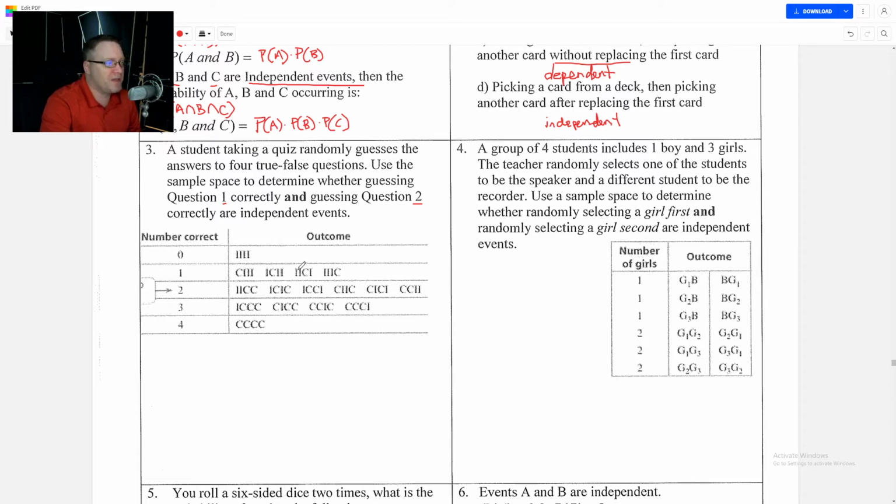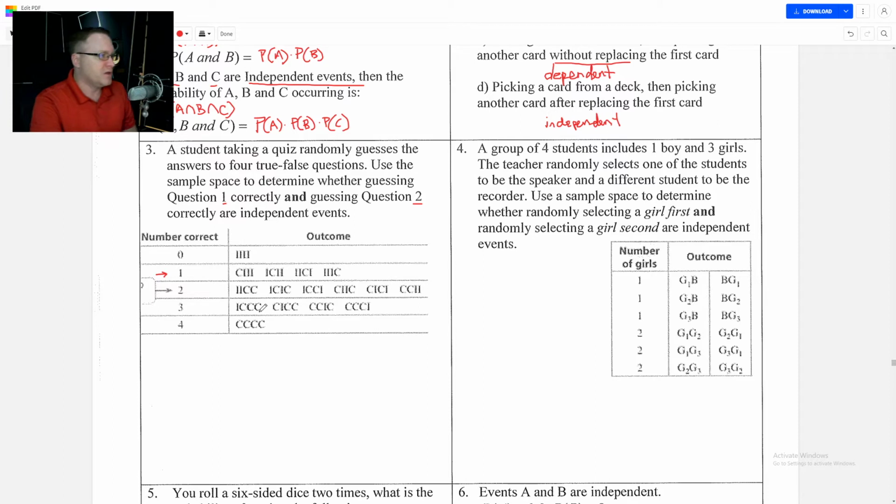So these are all the ways that we could get one number correct. We could get the first one correct, and then number 2, 3, 4 incorrect. We could get the first one incorrect, number 2 correct, and then number 3, 4 incorrect. We could be incorrect, incorrect, correct, incorrect, or incorrect, incorrect, incorrect, correct. So there's 4 different ways that we could get one question correct. Then there's 1, 2, 3, 4, 5, 6 different ways that we could get 2 questions correct. There's 4 different ways that we could get 3 questions correct, and there's only 1 way that we could get all of the questions correct.